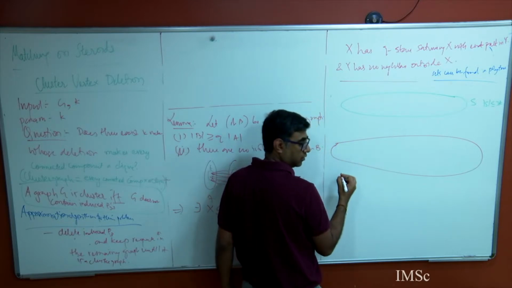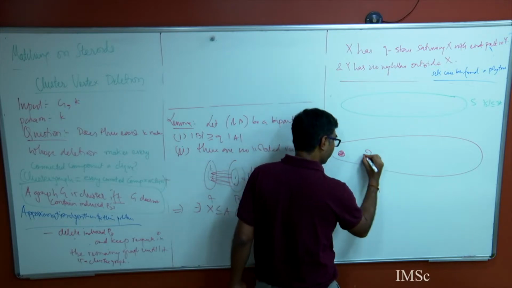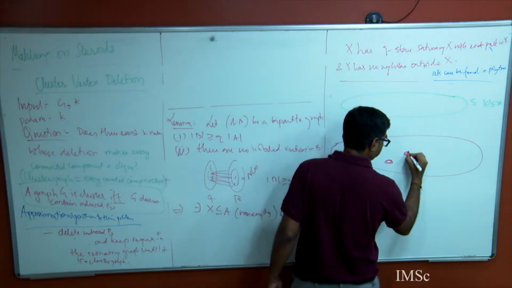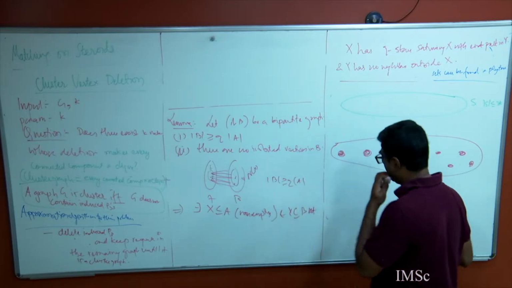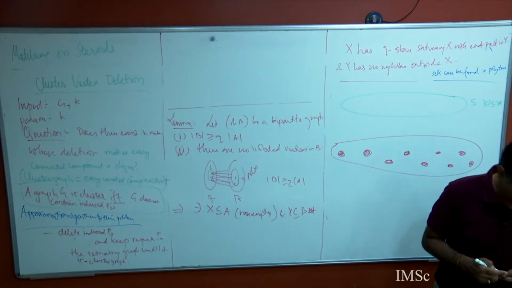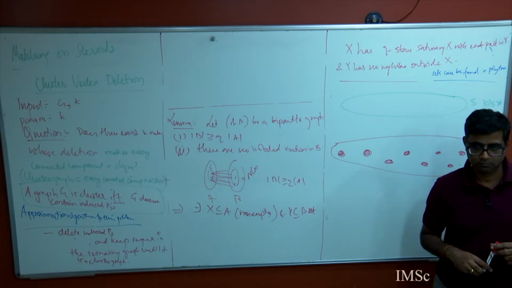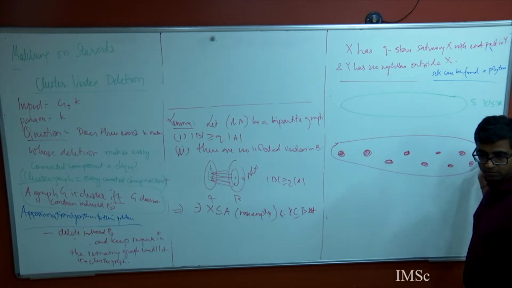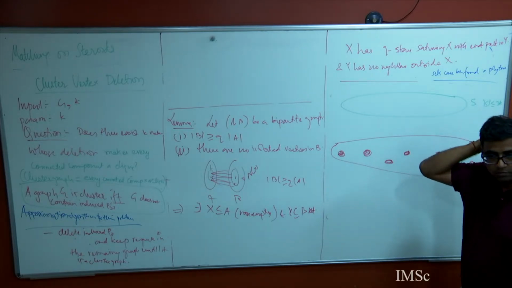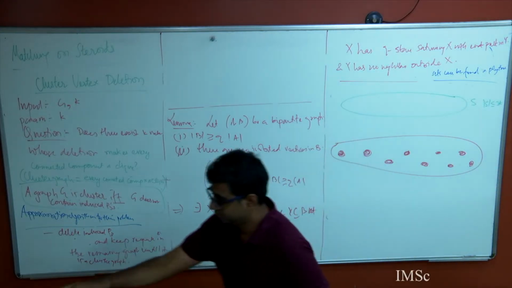What is this? Cliques. Now I want to apply something so that the number of cliques becomes bounded. What should I do? Look, these are a disjoint union of cliques, right? But there can be many, many cliques. I want to reduce the number of cliques. Objective.